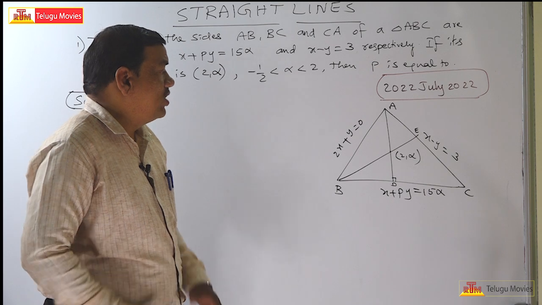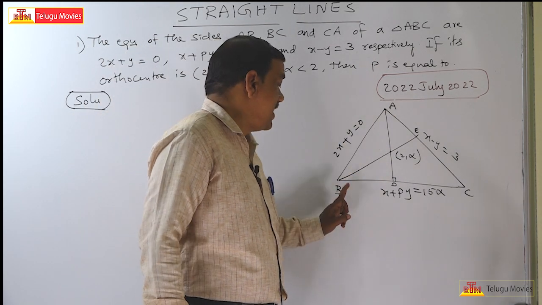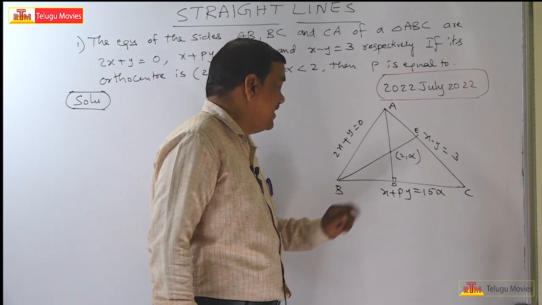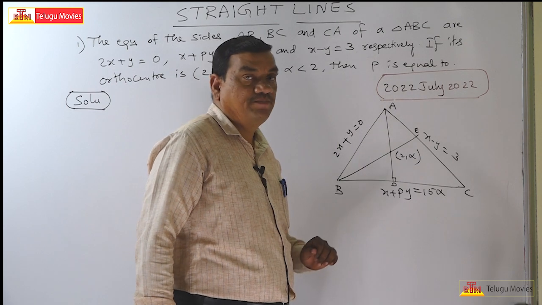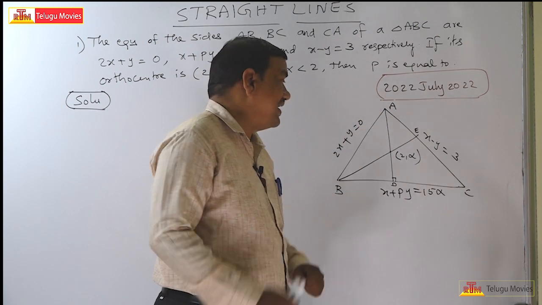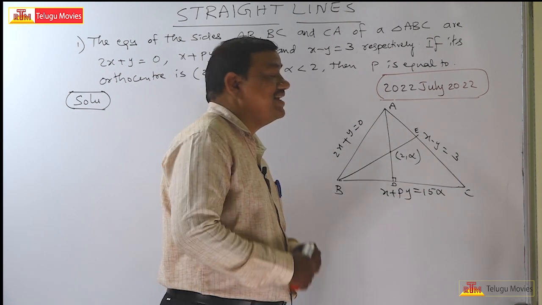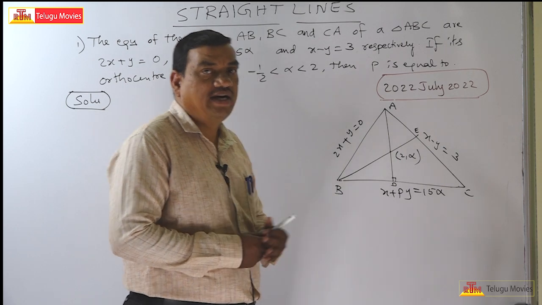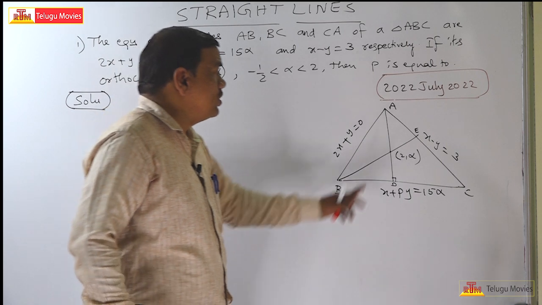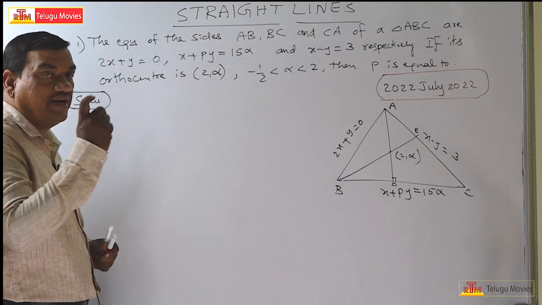First I will find the coordinates of A and the coordinates of B, so that I can find the slope of AD and the slope of BE. The slope of AD into the slope of BC is equal to minus 1, and the slope of BE into the slope of AC is equal to minus 1. So let us proceed with the problem like that.